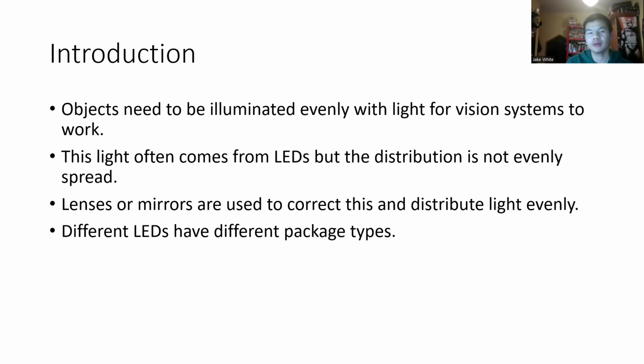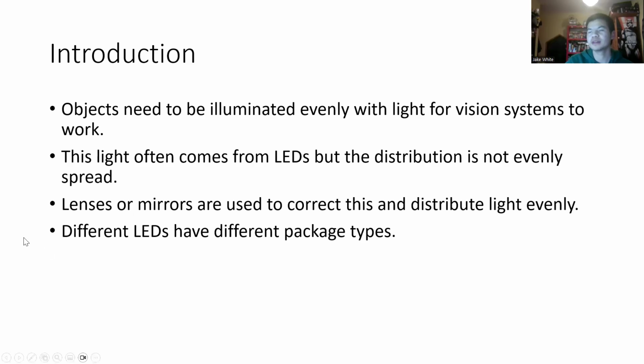So the light I'm going to be talking about will be coming from LEDs. These are cheap and efficient ways to light up an object. There's other ways like laser, but I'm going to be talking about LEDs here. But the problem is these don't distribute light evenly. The light is spread out at an uneven distribution, most of the light is primarily focused in the single direction where it's pointing. And as you go out, it decreases in intensity.